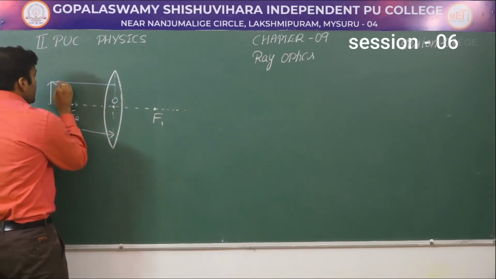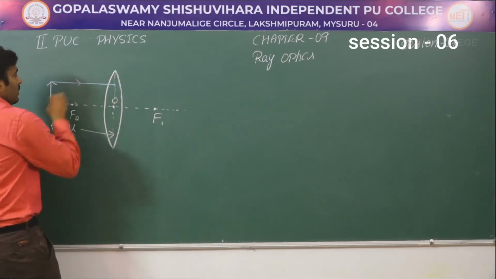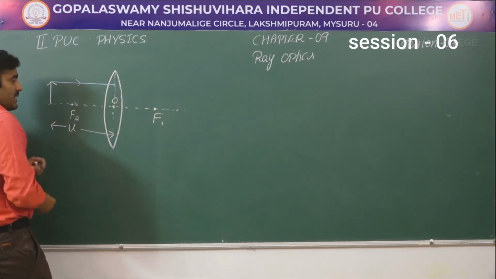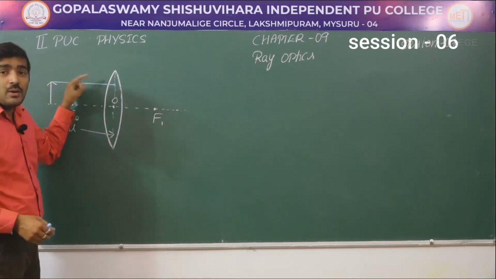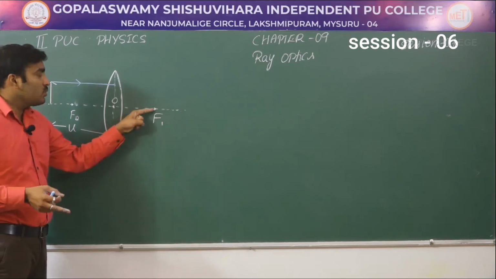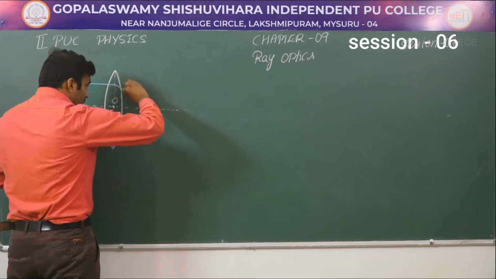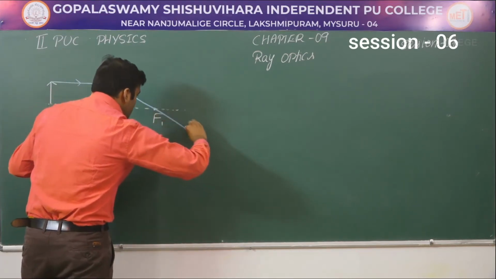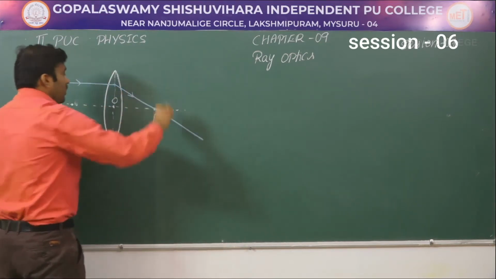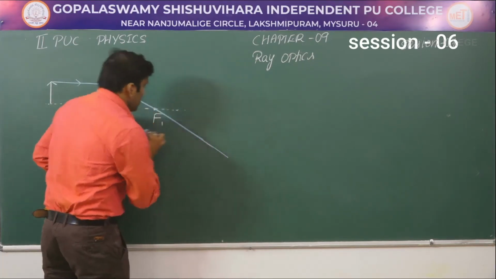Let the first incident ray be this, which is incident parallel to the principal axis, correct? The ray which is incident parallel to the principal axis, after refraction, passes through the focus. So let me draw the refracted ray which is passing through the focus, and this ray is going to refract in this way.